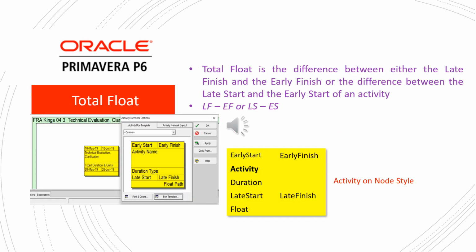Total float. Total float is the difference between either the late finish and the early finish, or the difference between the late start and the early start of an activity. Late finish minus early finish, or late start minus early start. Activity on node style.